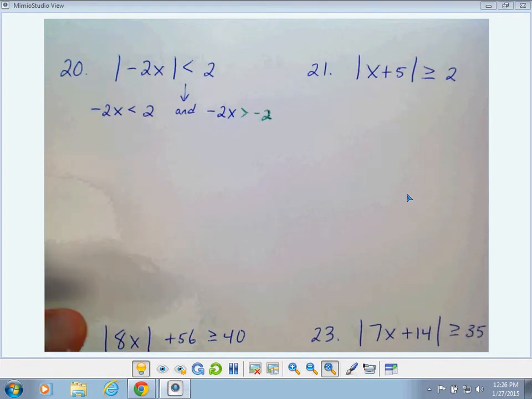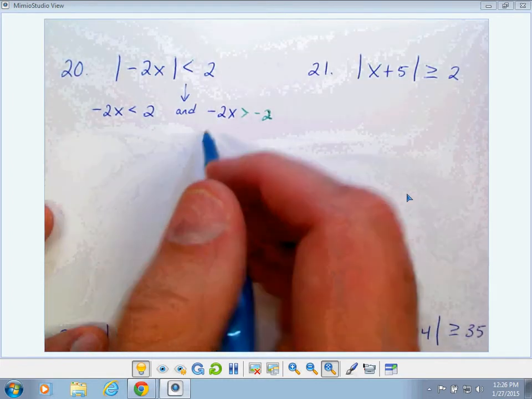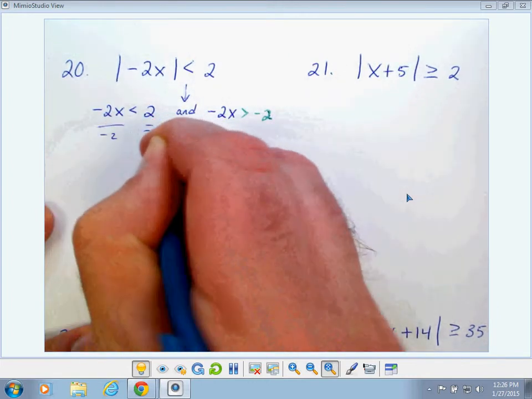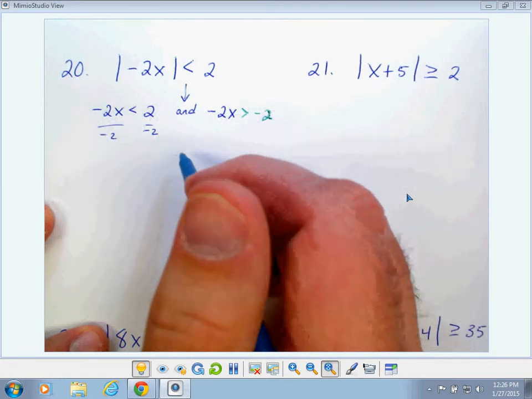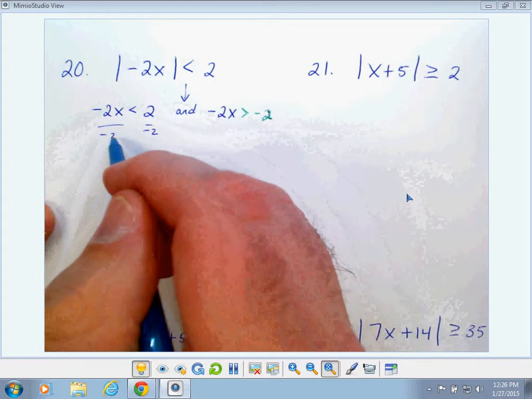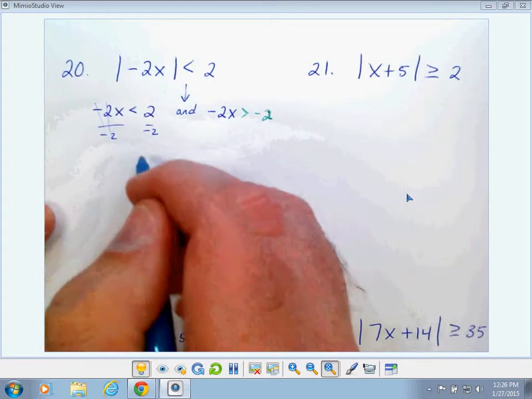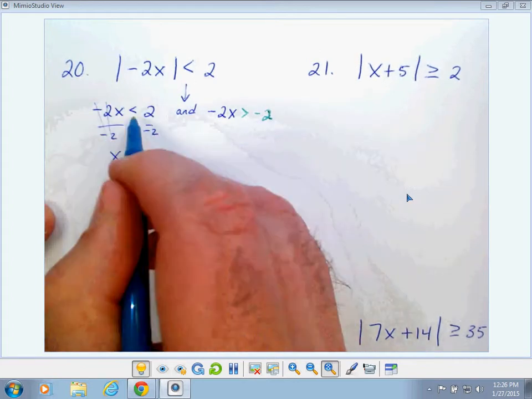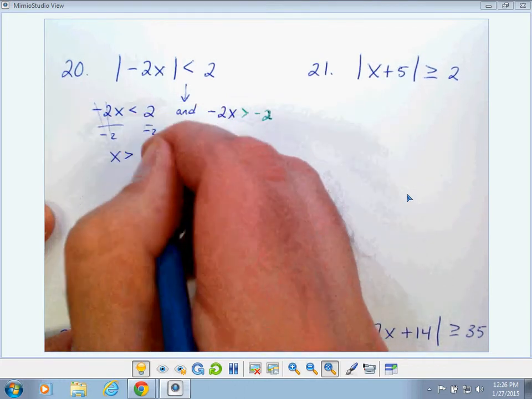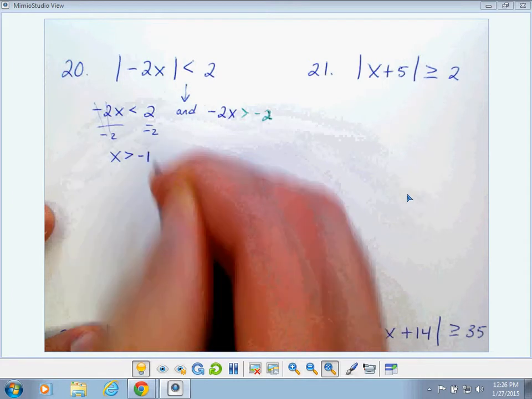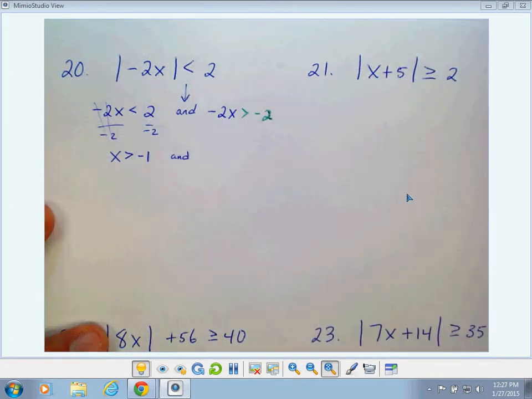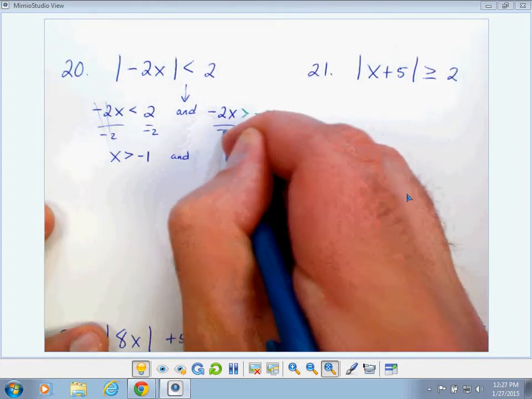Alright, then I need to solve these like separate problems. So in this case I'm going to divide both sides by -2. Right away this takes us back to an old inequality rule: when you divide by a negative, even in this case where the numbers will cancel, you have to remember to turn that symbol around. So this will be a greater than symbol, and 2 divided by -2 is going to leave us with a -1. So we still have the and.